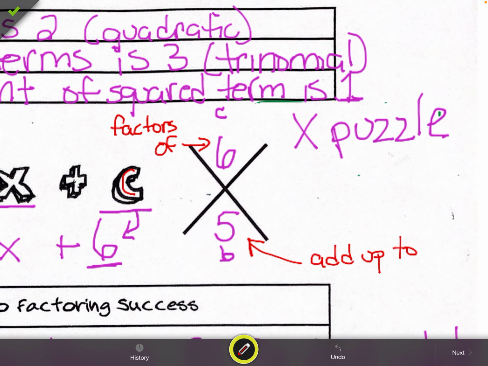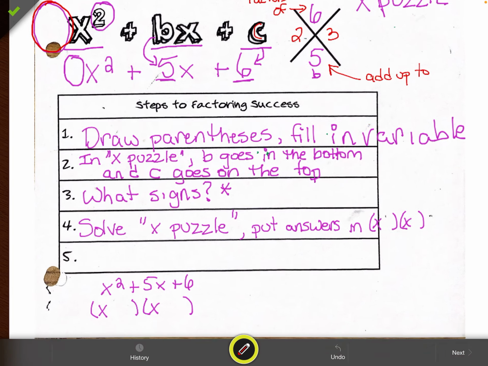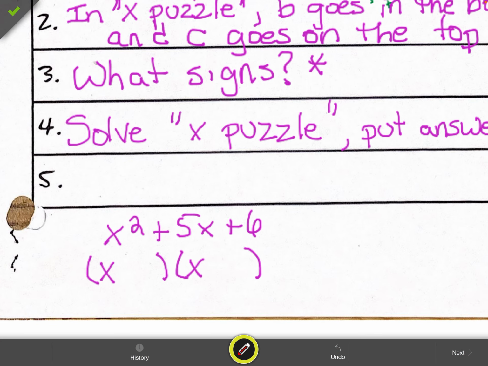So you pop back over here and say, 2 times 3 gives me 6, and 2 plus 3 gives me 5. I have solved my X puzzle. Now I put the answers in the parentheses I already set up. Down here where I've set up my parentheses with the X and the X, since it's positive 2, you're going to put a plus 2. If it was a negative 2, you'd put a minus 2. Since it's positive 3, you're going to put a plus 3.